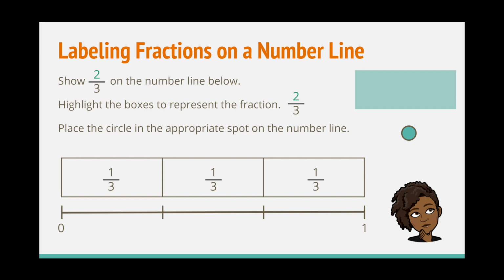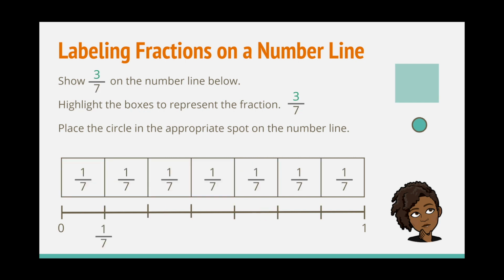So I'm going to shade in 1/3 and 2/3. That's 2 out of the 3 parts. This helps me figure out where to place the circle on the number line. It's not on the first mark, it's on the second mark, right there, right where 2/3 ends. 3/7. So I'm going to color in 3 of these sevenths. 1, 2, 3. So this tells me where to place the circle, right there on my number line.